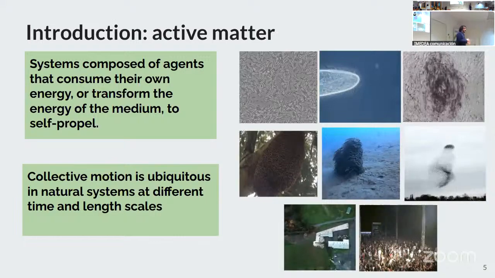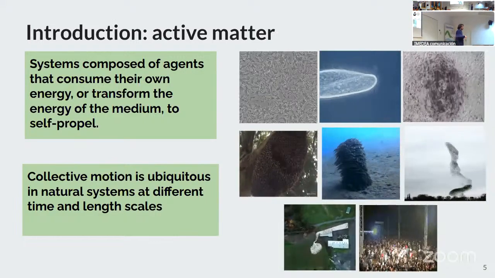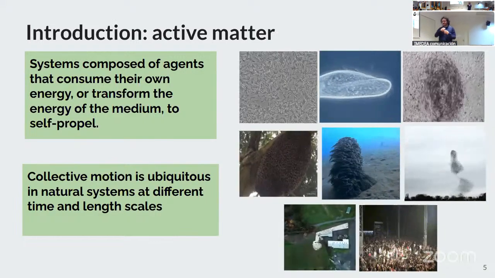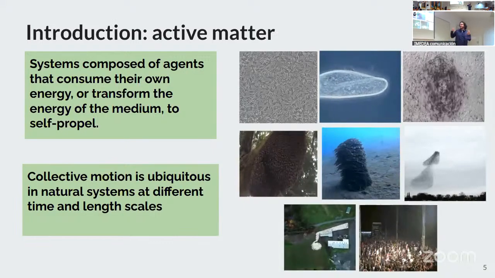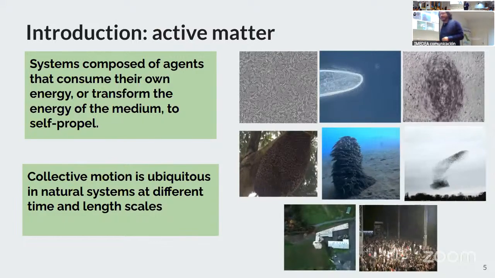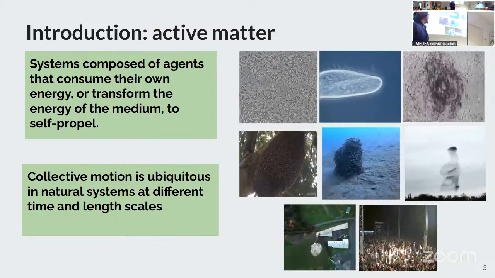Since these systems are intrinsically out of equilibrium, they do not evolve towards equilibrium states, but towards steady states. And some of the steady states are basically those collective behaviors we observe.